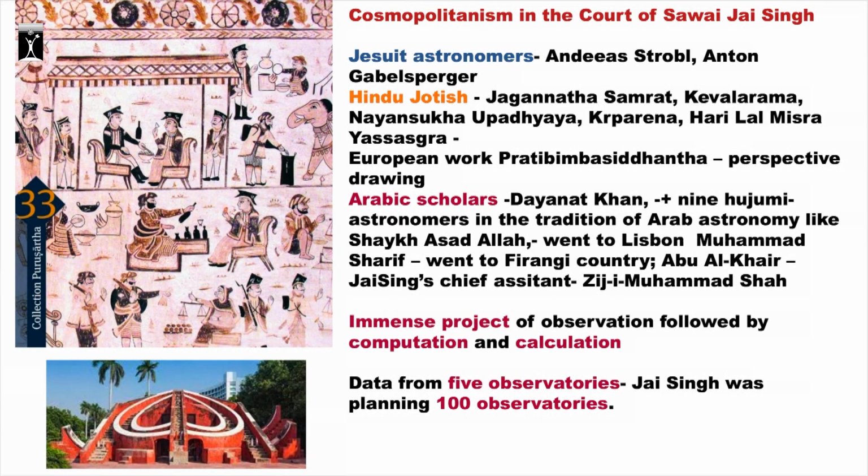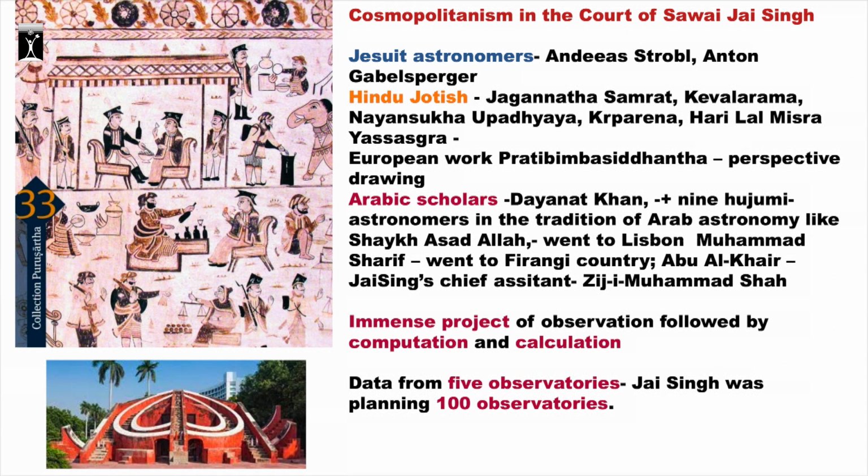There were errors, there were gaps. So if you predict the position of, let's say, a particular planet, it is not there in the sky in the same place. So he wanted to improve the tables. So he set up this Jantar Mantar, and in his laboratory, as we can call it, there were Jesuit astronomers, there were Hindu Jyotish astronomers, there were Arabic scholars.